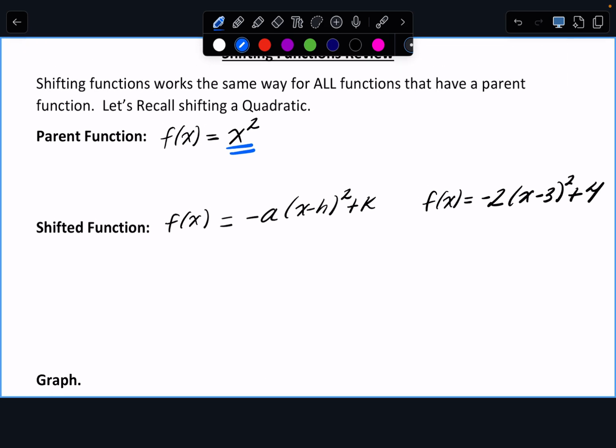Not all functions are a shift from a parent function, only special ones, and we'll talk about that in a minute. But right here is a shifted quadratic. Everyone remember this? Yes? So remember, let's write this down. A negative in front is its own transformation. They call them transformations. This is considered a reflect. This is all memorization. A reflect over the x-axis.